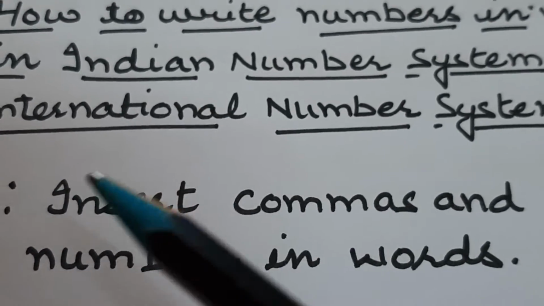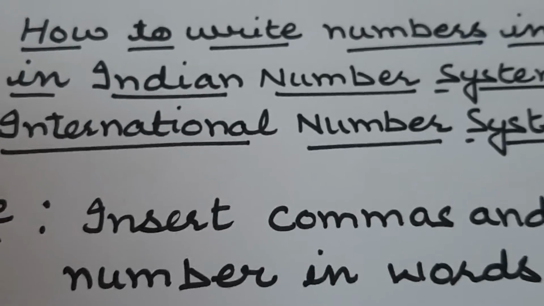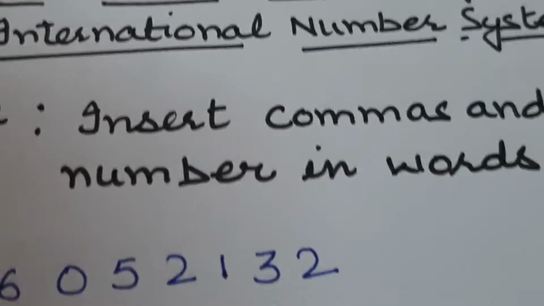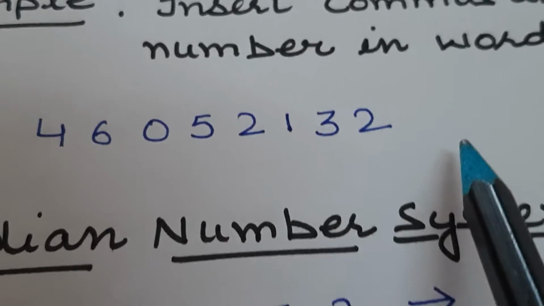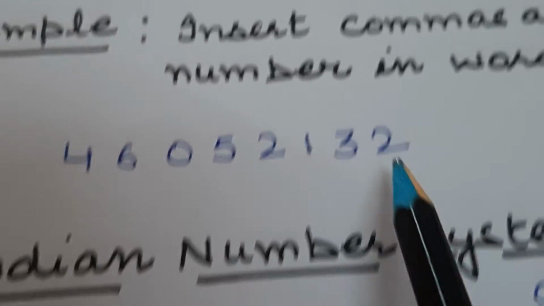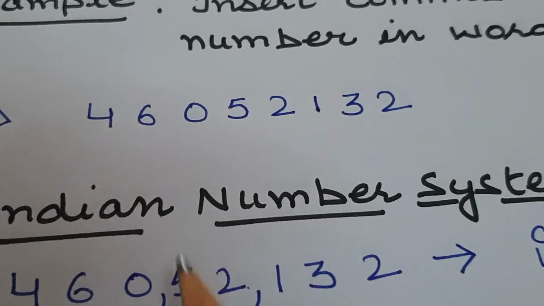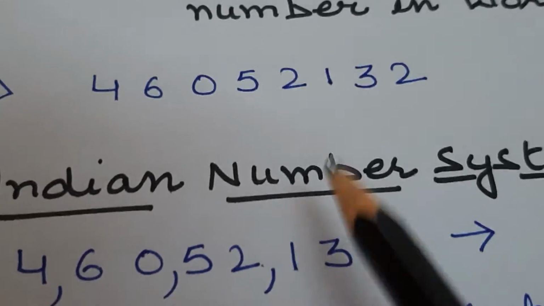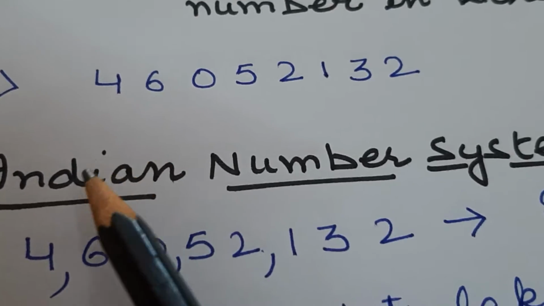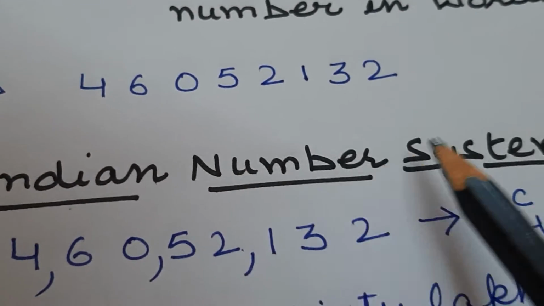So first I am taking an example. This number is given: 460523132. First I am going to write it. I will write the same number in both the systems. So first I am writing it in the Indian number system.